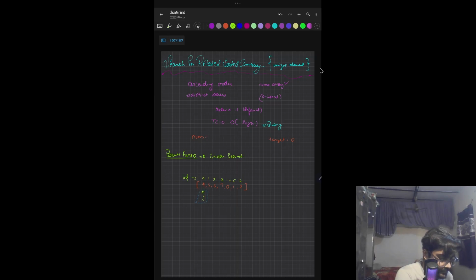Are you the target? No, I'm not. Are you the target? No, I'm not. Are you the target? No, I'm not. Are you the target? Yes, I am the target. So if we found the target, we can return instantly, return i. Or if we don't find the target, if it passes the array, then by default we return -1. So it's a linear search approach, right?